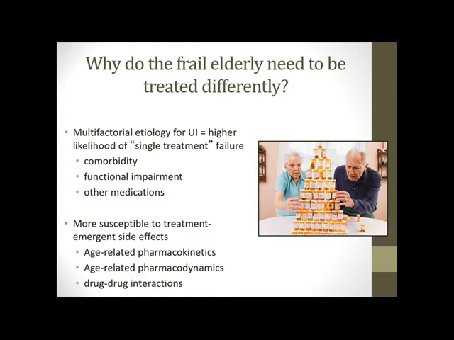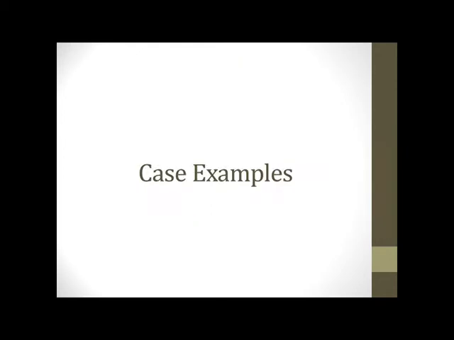And you have to consider their other comorbidities, you have to consider their functional impairments, and also their other medications, because many of the patients we're seeing are on 15, 20 different medications, and you have to consider each one of them and the interactions they might be having with the medication that you're looking at prescribing. They have more treatment emergent side effects due to age-related pharmacokinetics or age-related pharmacodynamics, and also drug-drug interactions.